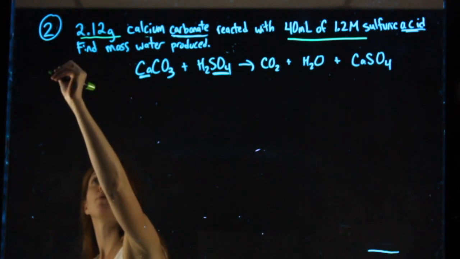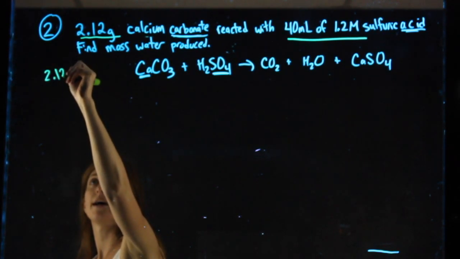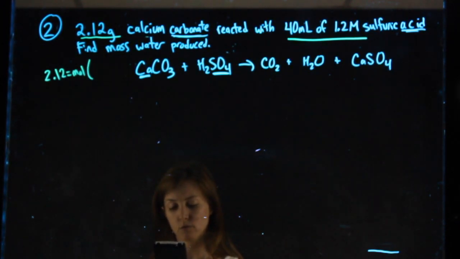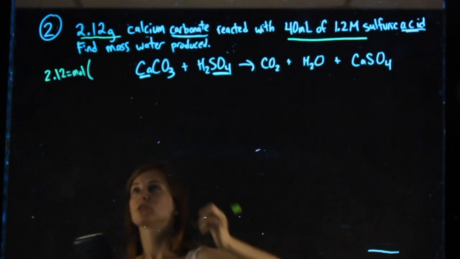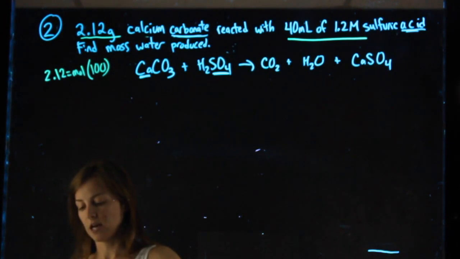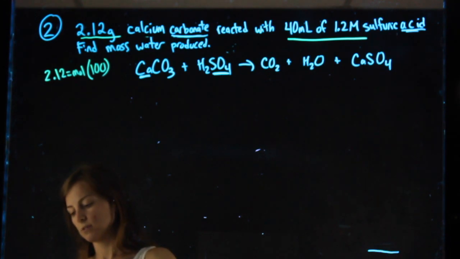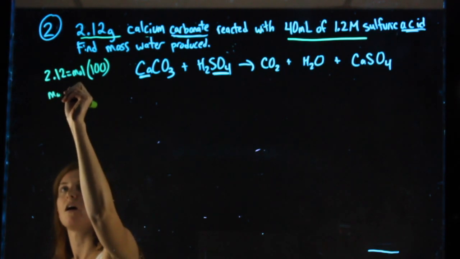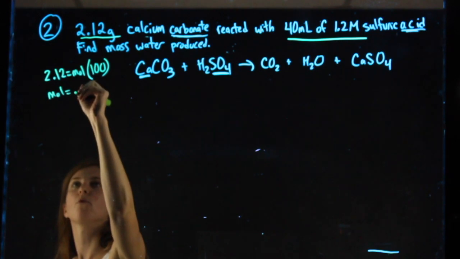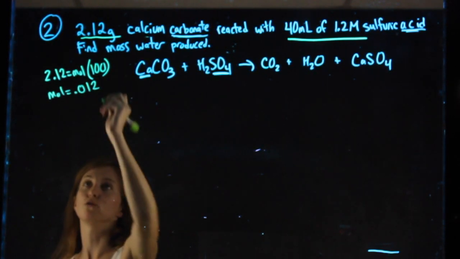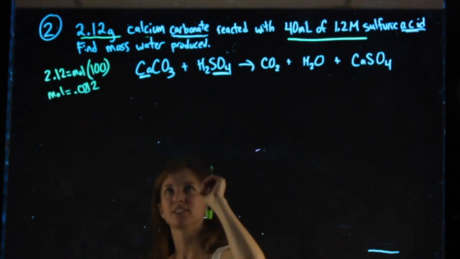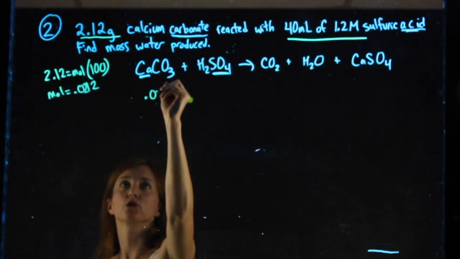So for the 2.12 grams, I'm going to go ahead and find moles. Calcium carbonate, 40 plus 12 plus 16 times 3. Molecular weight is 100. Oops. Our moles are 0.0212, sorry. Should have been able to do that in my head. That is our moles of calcium carbonate initially, so they go in the first row of my chart.